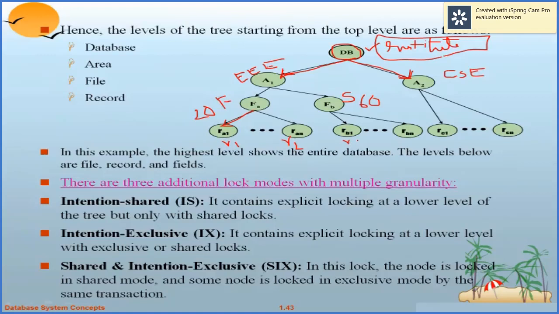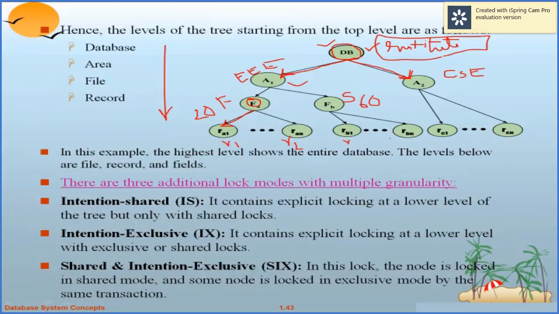So simple it is. You're splitting your main database in the form of a hierarchy. This one is called the parent and these are called children. The nodes which are formed are the points where the locks are imposed. In multiple granularity, you will impose locks on the nodes and see what the effect of imposing a lock on each of these nodes is.